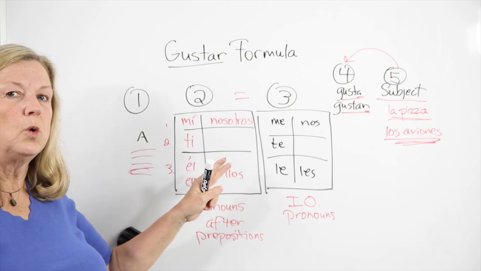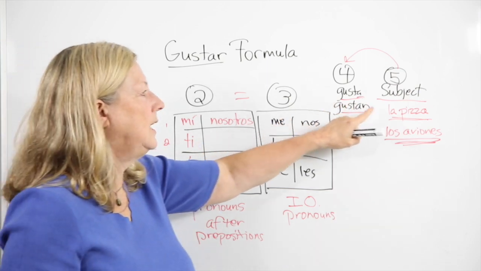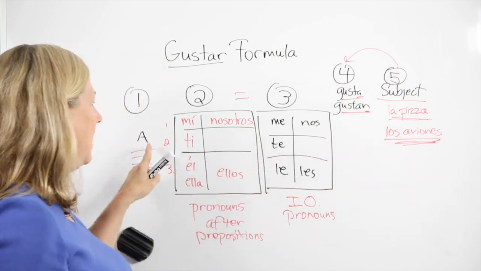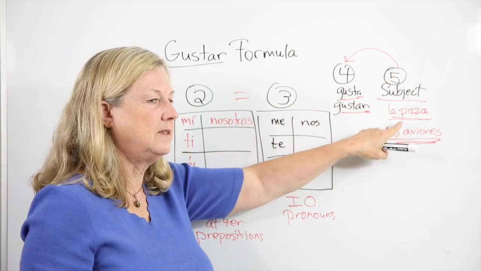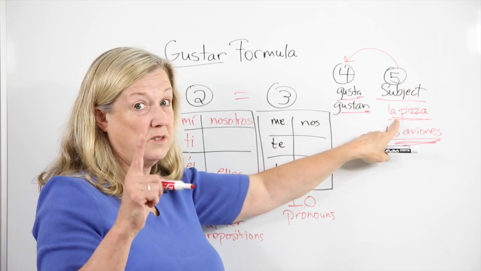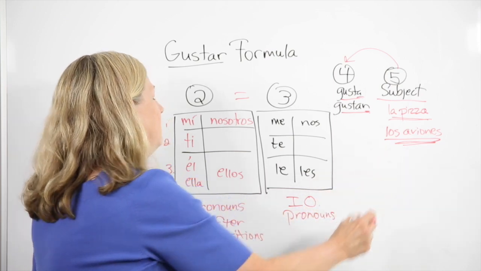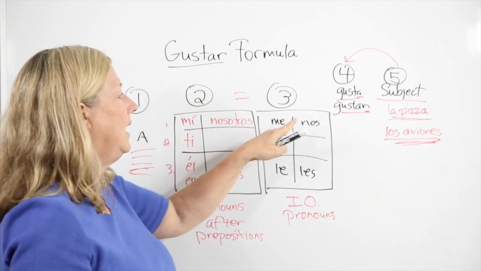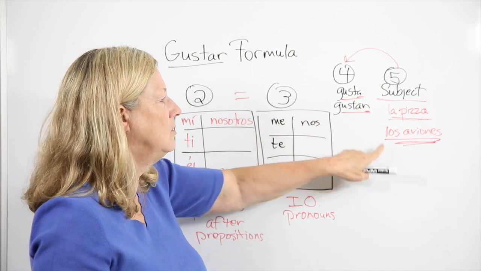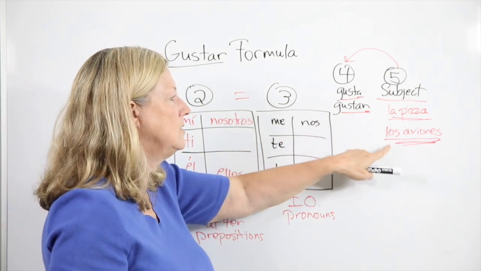And it's always in this order. And let's do it again. A mí me gusta la pizza. A ti te gusta la pizza. A él le gusta la pizza, because it's one thing. But if you wanted to make it plural, like aviones, a mí me gustan los aviones. A ti te gustan los aviones.